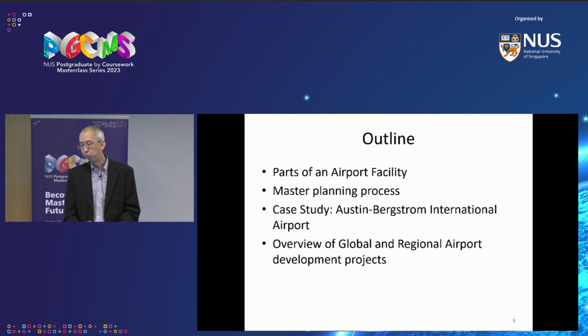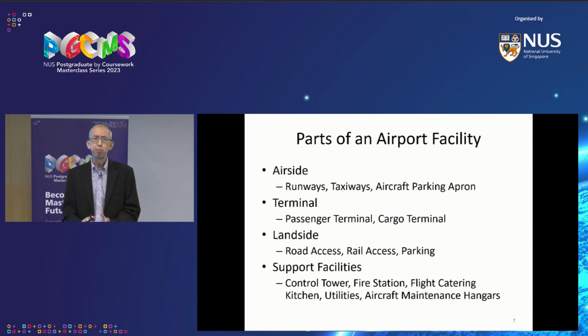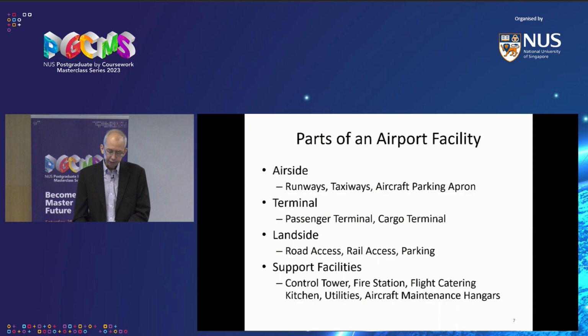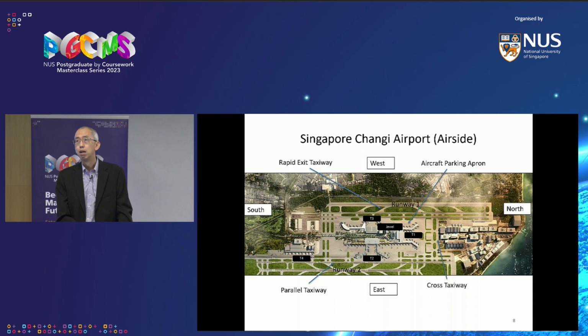And then I'll be talking briefly about some global and regional airport development projects. So what are parts of an airport facility? You can break it up into four parts: the air side, the terminal, the land side, and the support facilities. So I'm just going to go through a picture of Changi as we understand the different parts of an airport. This is extracted from the Changi East master plan pictorial that's available publicly. So whatever I'm showing about Changi Airport is available in the public realm, all the different pictures.